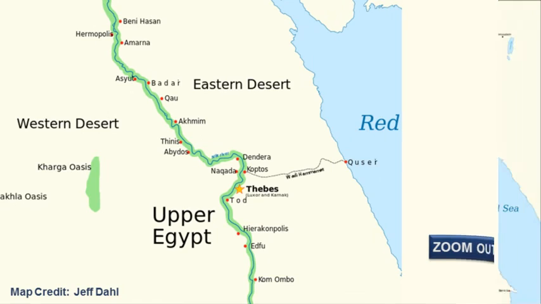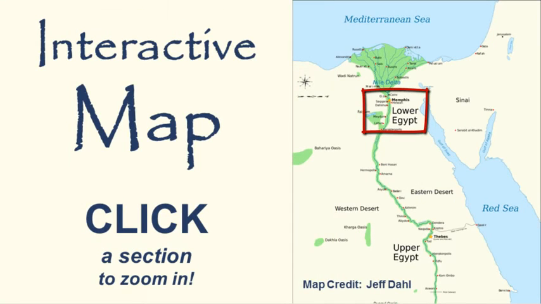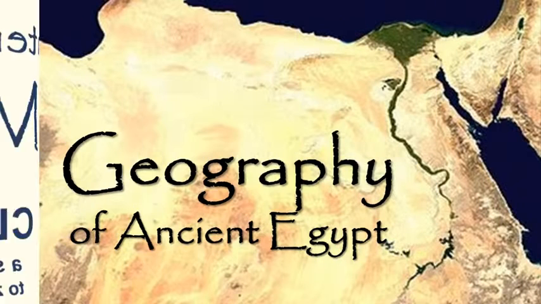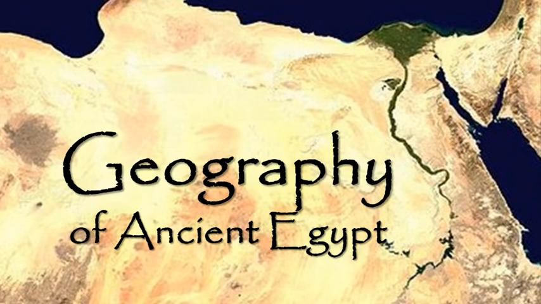So if we go ahead and zoom out, we can see that Memphis is here in Lower Egypt, Thebes is here in Upper Egypt, and Amarna is here kind of in the middle. Like I said, it served as a capital very, very briefly. And that should get you nice and prepared for your map quiz.